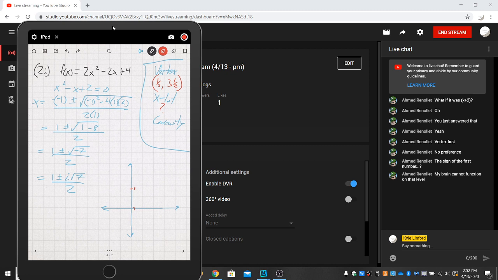We didn't turn it into vertex form, which is okay. We can still tell if it's opening upwards or downwards. Is it upwards or is it downwards? If you want to, you can put it into vertex form, but we don't have to. What do we think? Your brain should be able to function on this level at least, because you answered it before.